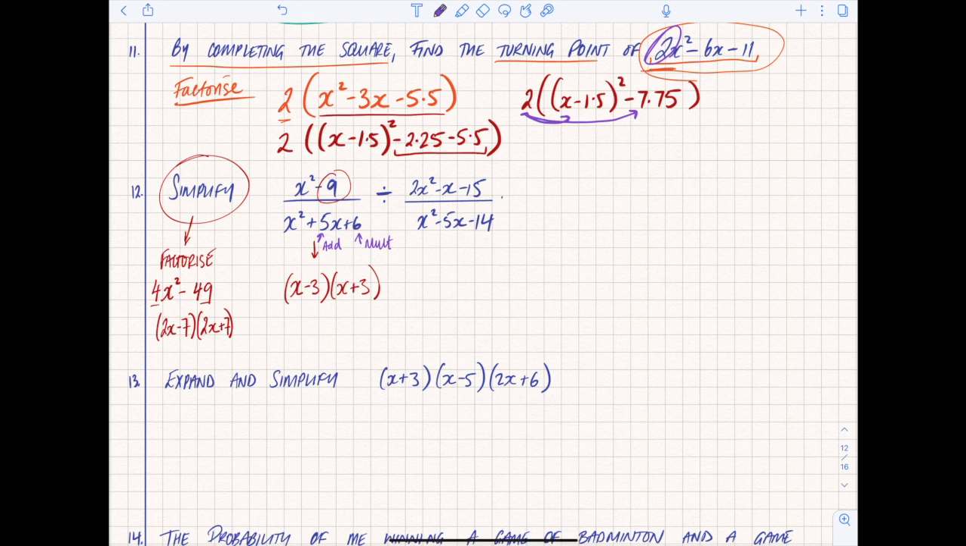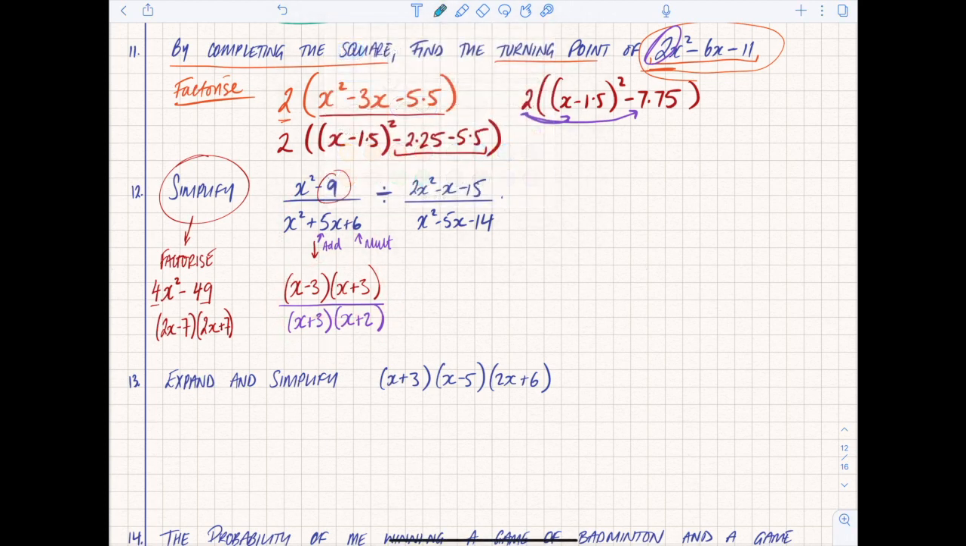Okay, so there's not many things that multiply to 6. So the answer is going to be 3 and 2 in this case. So it becomes (x + 3)(x + 2), because 3 plus 2 gives me 5, and 3 times 2 gives me 6. So I've factorised that left-hand bracket.